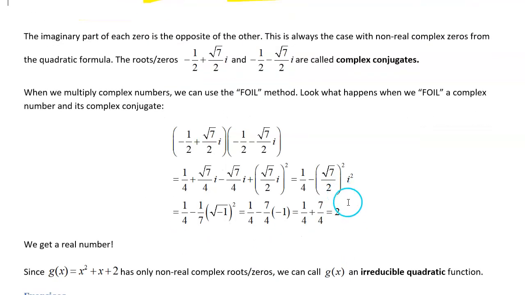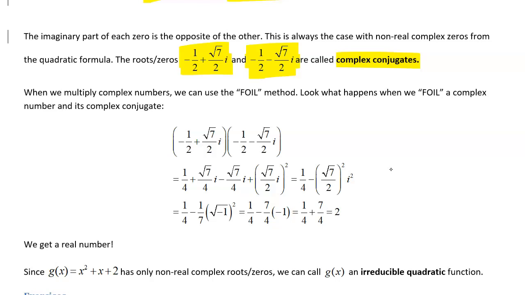Let's keep covering some general information here. Another term you will need to know is complex conjugates. Complex conjugates are when the sign is opposite. You can see here we have plus, and here we have minus. Other than the sign in the middle, they are the same. One has plus, one has minus, and these are considered complex conjugates.